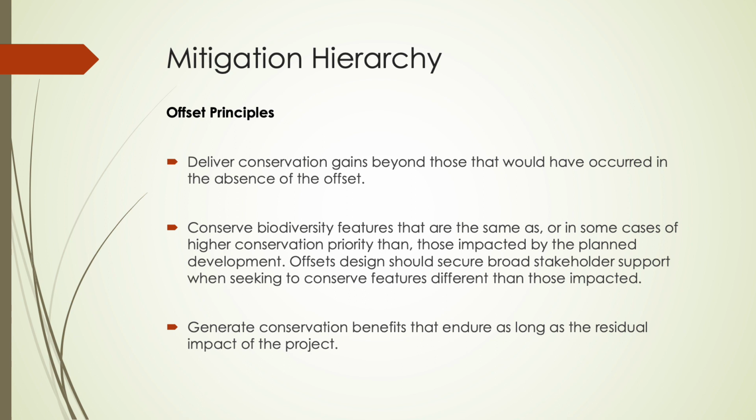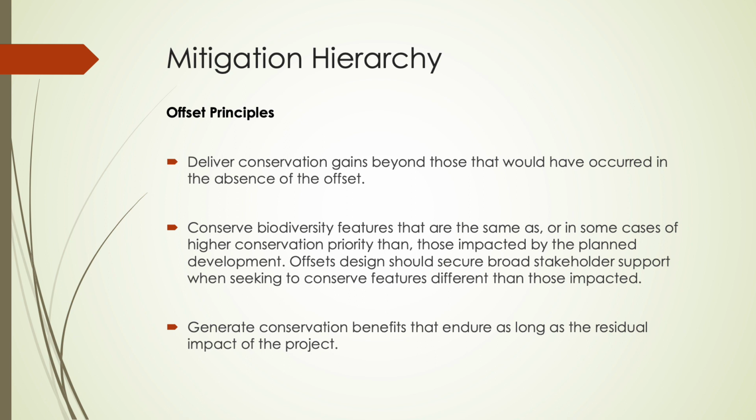The core principles of biodiversity offsets are A. Deliver conservation gains beyond those that would have occurred in the absence of the offset. B. Conserve biodiversity features that are the same as, or in some cases of higher conservation priority than, those impacted by the planned development. And C. Generate conservation benefits that endure as long as the residual impact of the project.